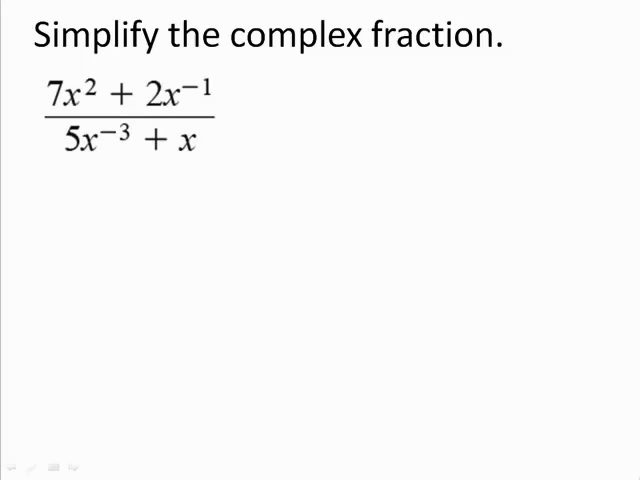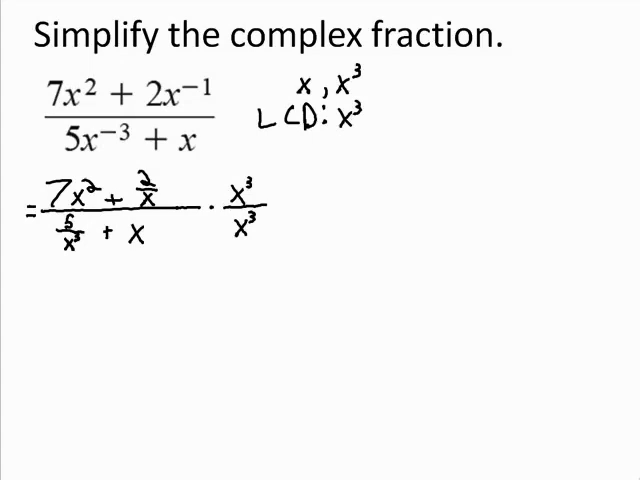Simplify the complex fraction. 7x squared plus 2x to the negative first power, divided by 5x to the negative third power plus x. X to the negative first power equals 1 divided by x, and x to the negative third power equals 1 divided by x cubed. There are fractions in the numerator and denominator, so multiply both the numerator and denominator by the least common denominator of the two fractions. The two denominators are x and x cubed. X is a factor of x cubed, so the least common denominator is x cubed.